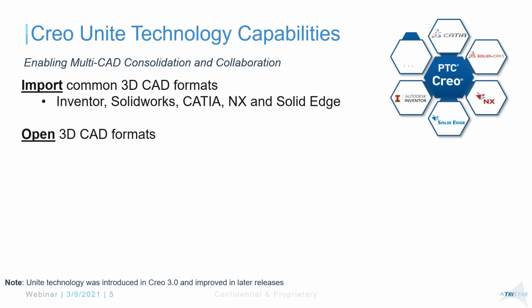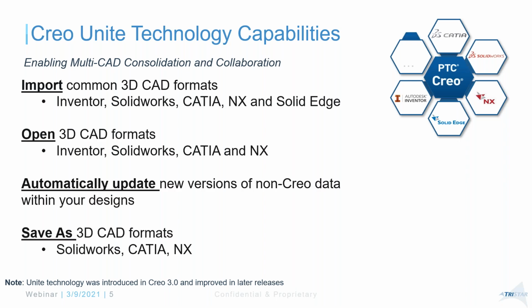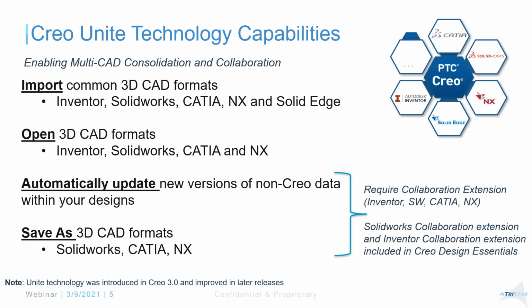Unite technology itself, if you think about it, there are 4 key capabilities. When we say Unite technology, it's like import, open, automatic update, and save as, right? This was introduced in Creo 3.0, and the import and open is more for consolidation in a multi-CAD environment, right?